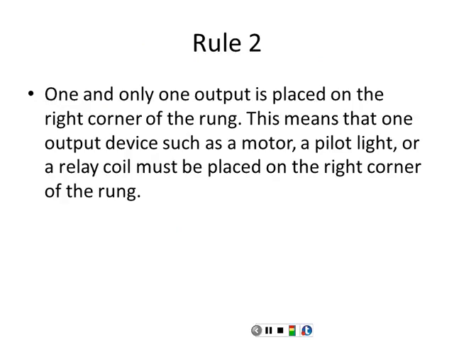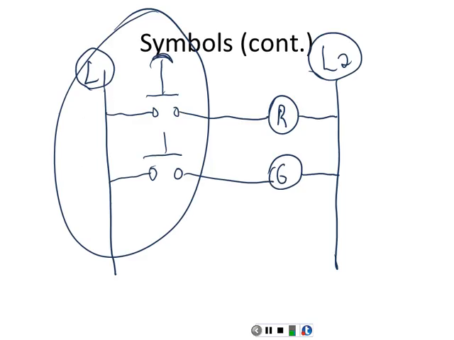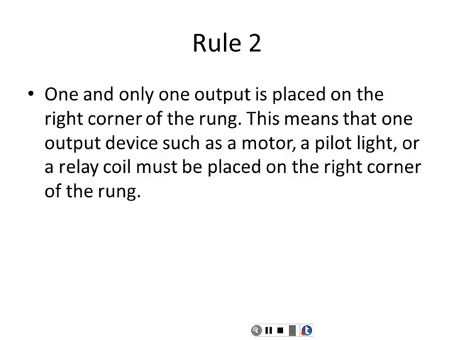Rule 2. One and only one output is to be placed on the right side of the rung. You cannot have 2 loads in the same rung. Okay? So going back to over here, I could not put another light right here. That's a big fat no-no. Can't be in series. And they always have to stay to this side. Can't have 2 loads in series. 2 output devices, whichever way you want to word it.